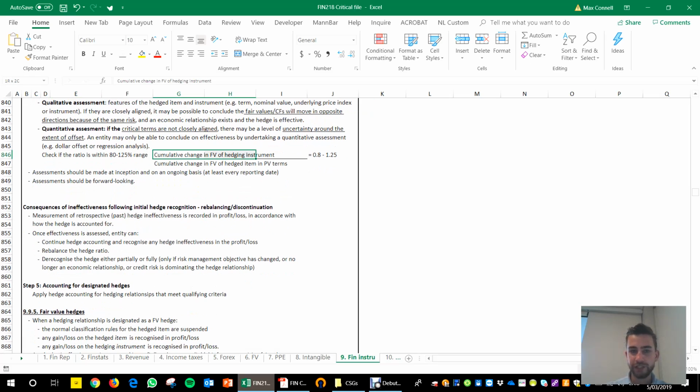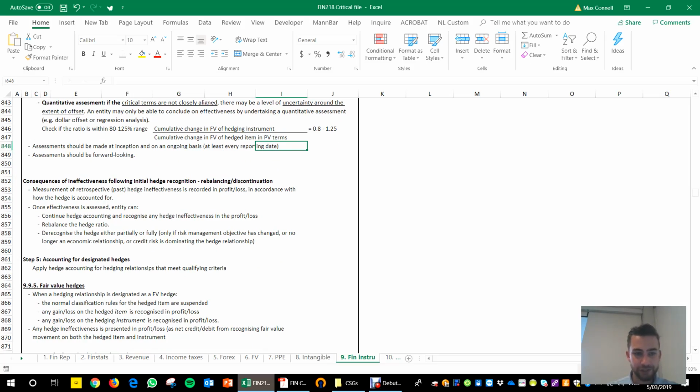So it's the cumulative change in fair value of the hedging instrument and the cumulative change in fair value of the hedged item. So the difference between the two. The hedging instrument we talked about before would be the forward contract in that example, and the hedged item is the actual payment itself in euro in 9 months. So what is the change in fair value of those? If that change in the hedging instrument over the actual hedged item is between 80% and 125%, it is effective. We talked about rebalancing and discontinuation already.